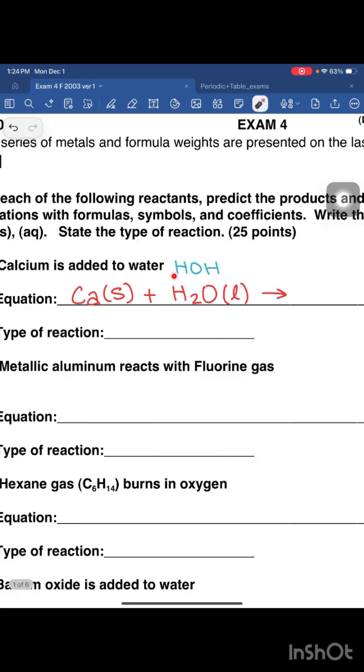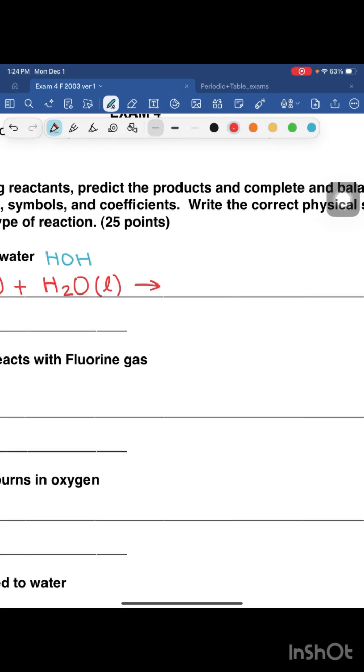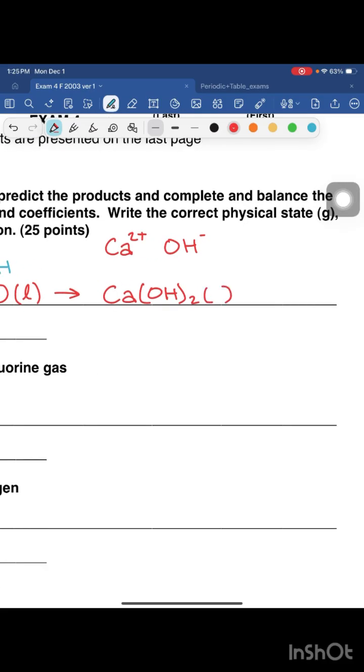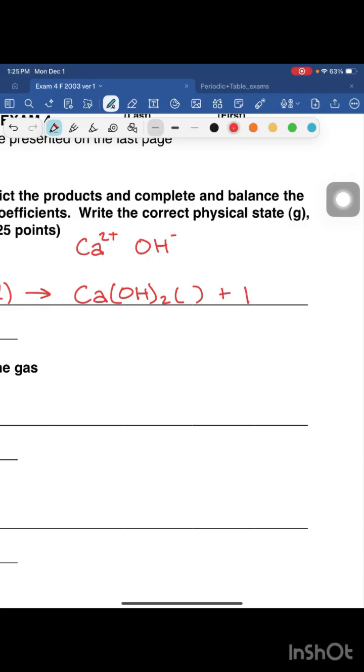So we're going to take this hydrogen and switch it with calcium. So on this side, calcium is going to be combined with the hydroxide, the OH. Calcium is a 2+ on its own, and hydroxide is OH1-. So we need 2 OHs to make it complete. And then hydrogen, when it's on its own, is diatomic. So we don't just put H, we put H2.